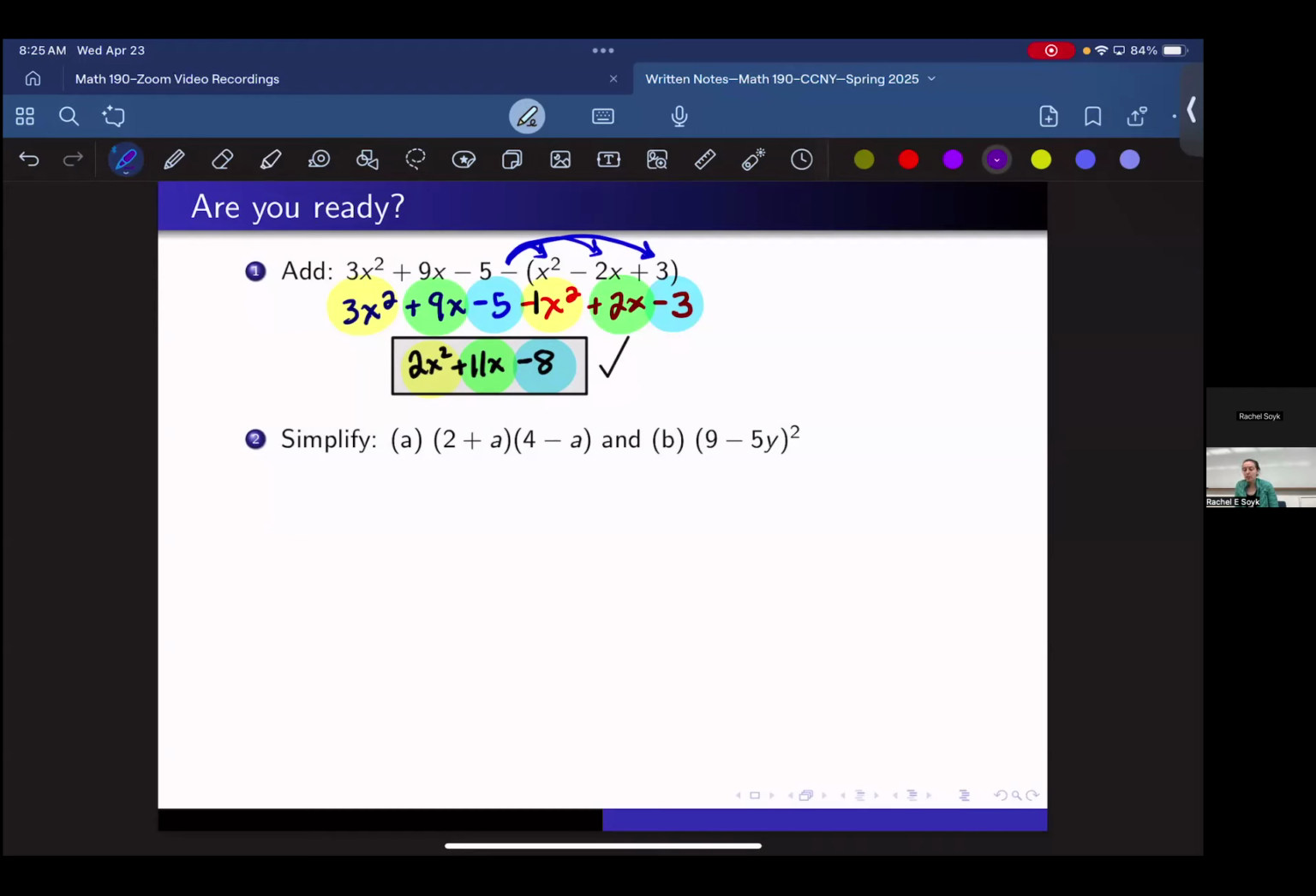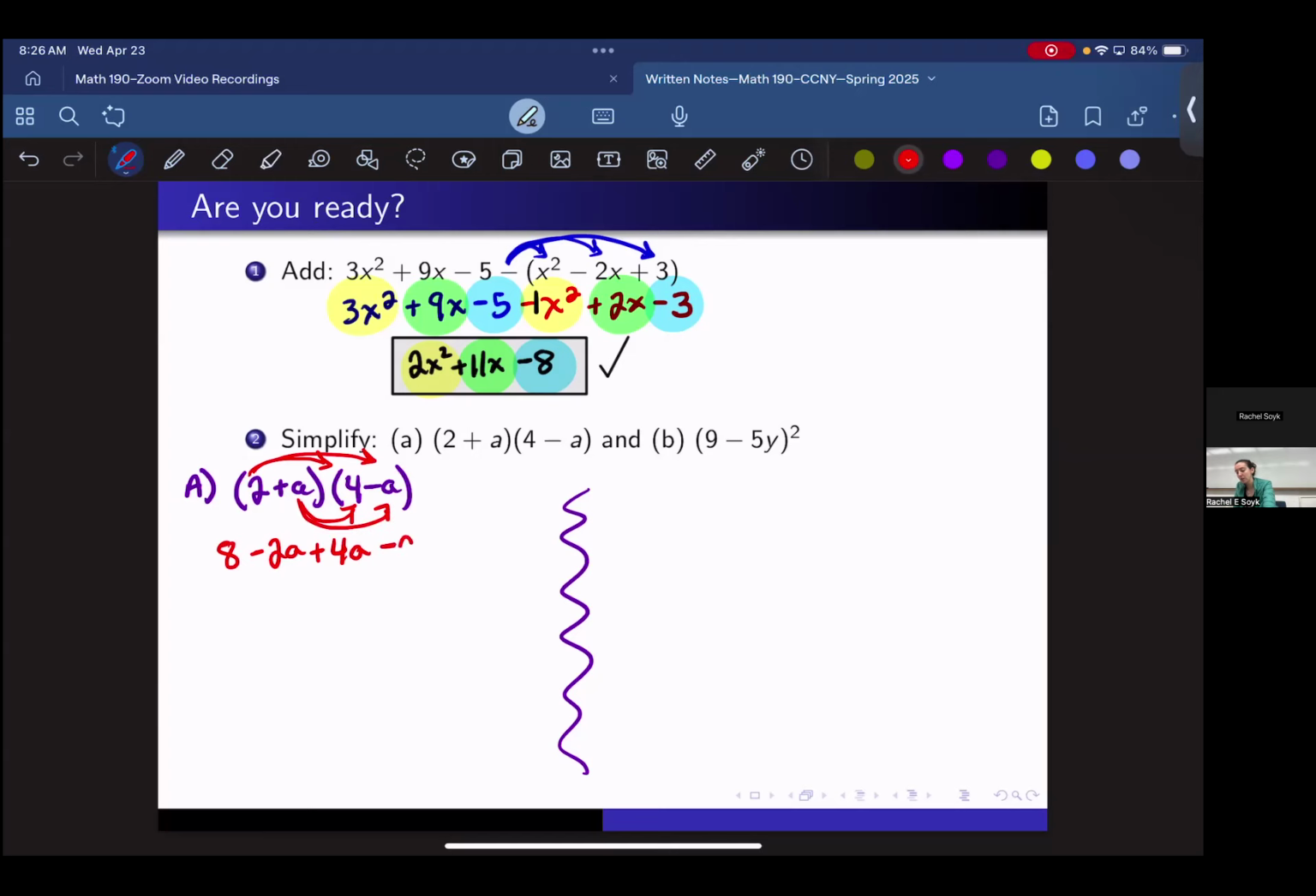All right. Our second warm-up problem has 2 parts, a part A and a part B. That part A is just reviewing your knowledge of foiling. So it's the fancy distributive property, our whole first, outer, inner, last. So we have 2 times 4, which gives you 8. Then 2 times negative a gives you negative 2a. Then a times 4 gives you a positive 4a. And then a times negative a gives you a minus a squared.